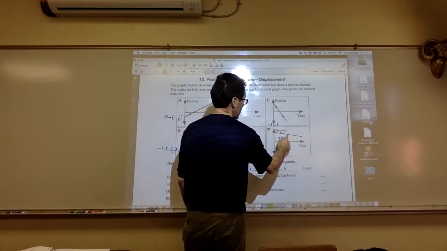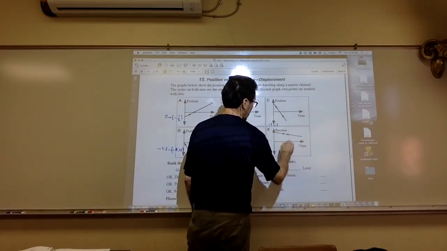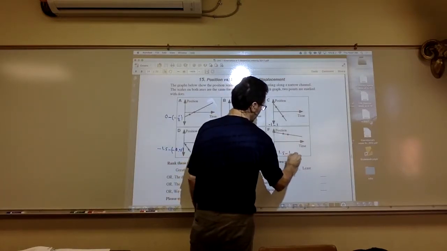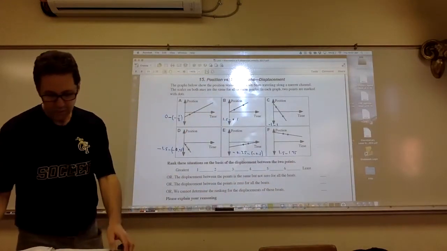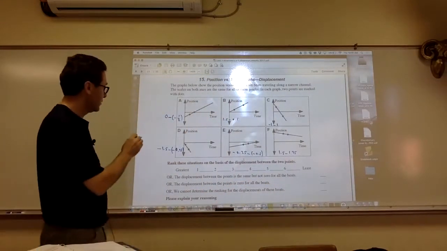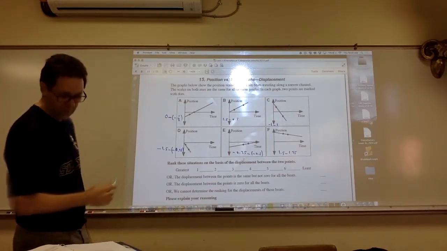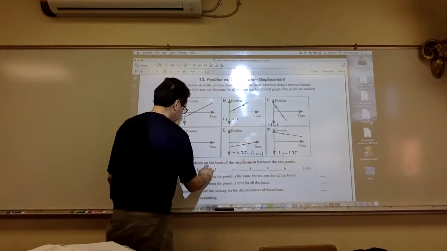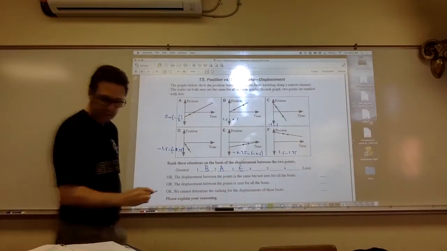This here looks like it's positive 1.5 minus the initial. It looks like 1.75. Yeah, that's what I did. Okay. So you just have to calculate this and rank them, and you have to keep the negatives in there. So the ranking should be B, A, E, and then F, D, C.